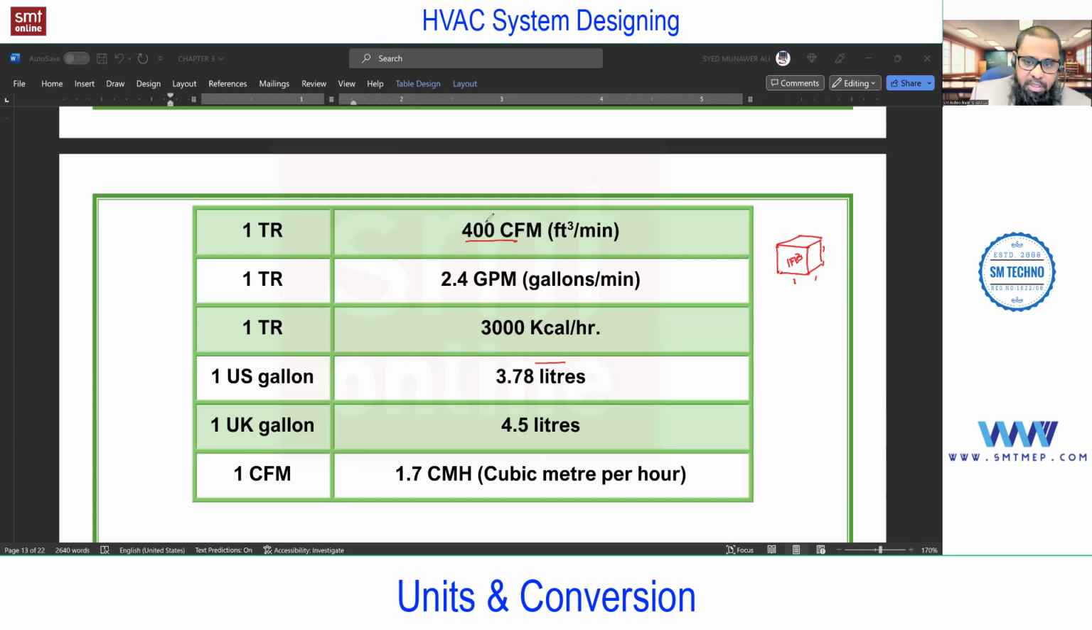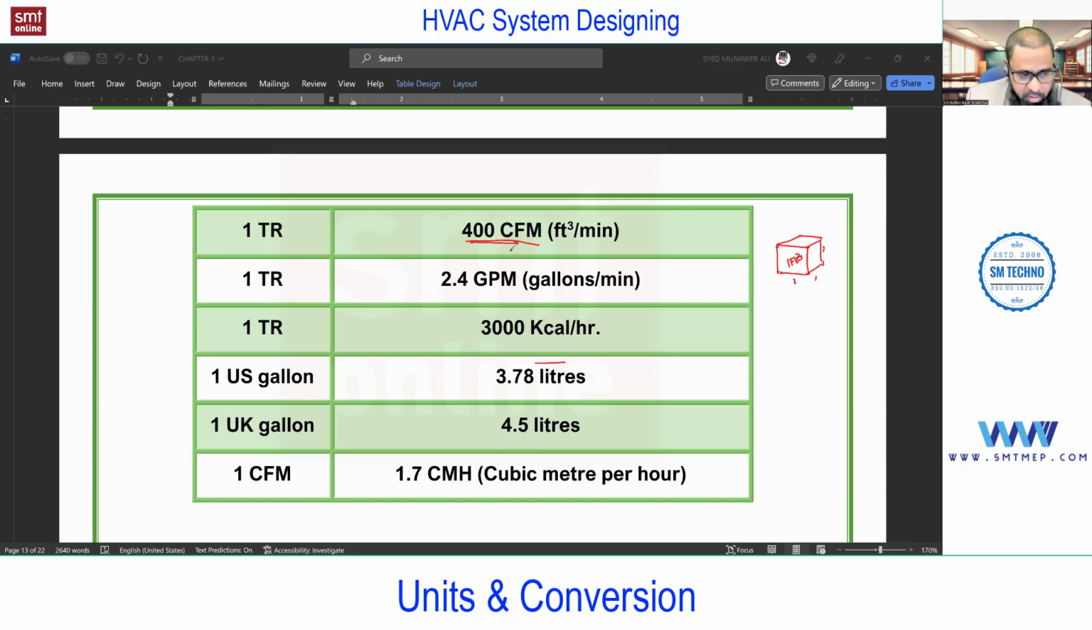So this is not a direct conversion. It means in order to get 1 ton of cooling effect in the space, the flow rate of air should be 400 cubic feet per minute. And this is not fixed. We are considering a standard, and this may vary in the calculation. You may get 450 or you may get 350, depending on the case. But in actual practice, we consider this a standard or thumb rule. Standard equipment and standard manufacturers follow the same.